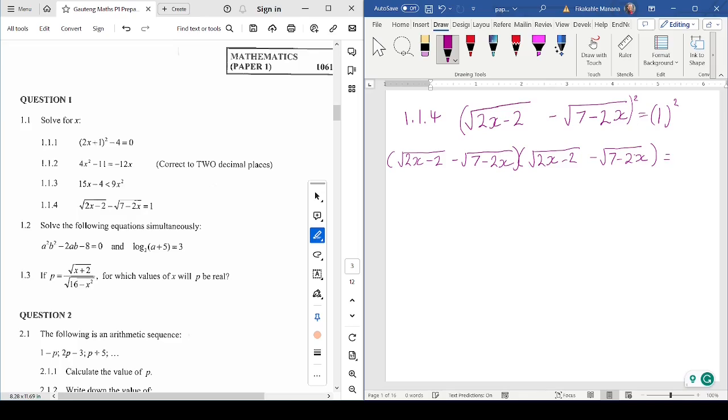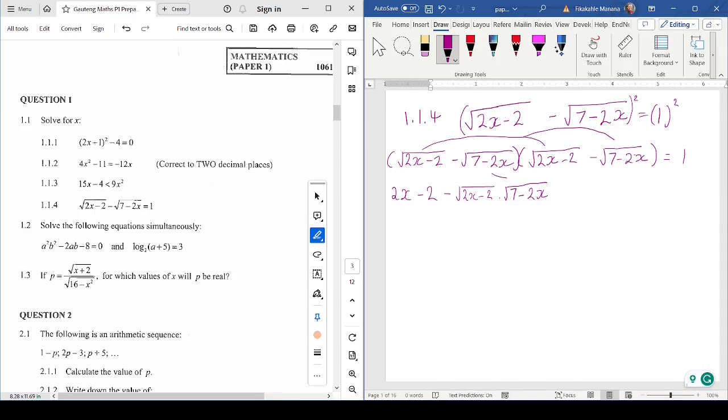Okay, so 1 squared is just 1, so that's cool. Right, now if you multiply this and that, what do you get? Square root and square root, you just get the thing, 2x minus 2. Now if I multiply it with that, first of all, it's negative, so I'm going to get the square root of 2x minus 2 times the square root of 7 minus 2x. Okay, I'll just leave it like that.